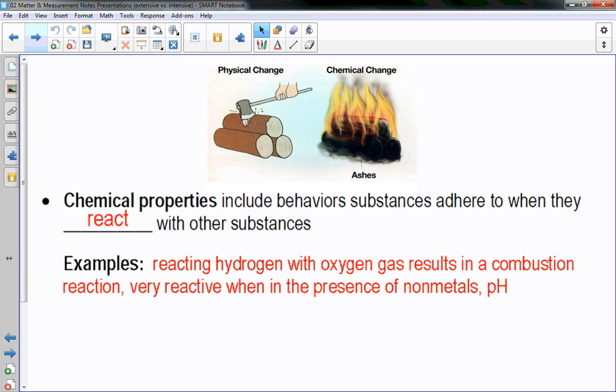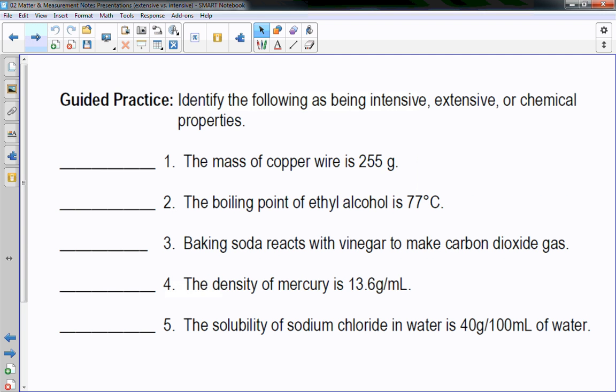So think about it after the physical change. Is it still wood when I'm done cutting it? Yes. After I'm done burning it, is it still wood? No, now it's ashes. So there's how I know I went through a chemical change.